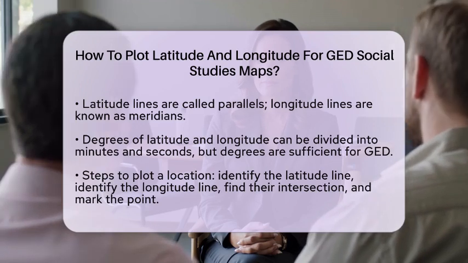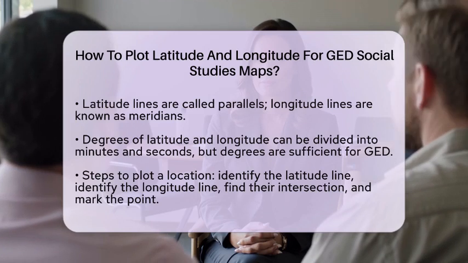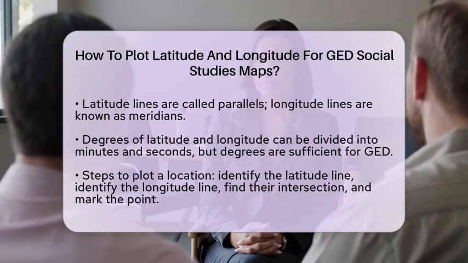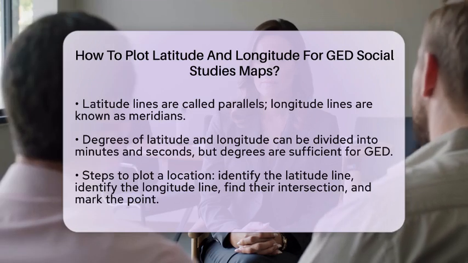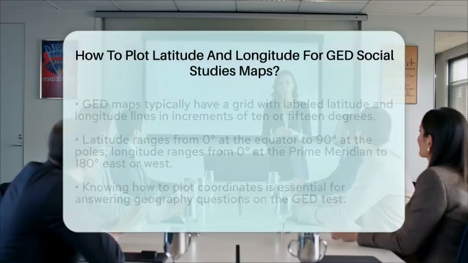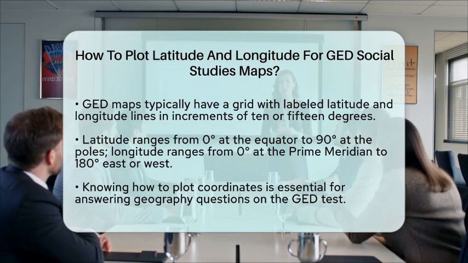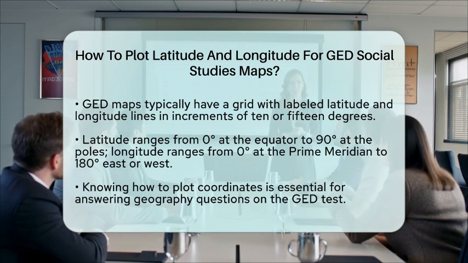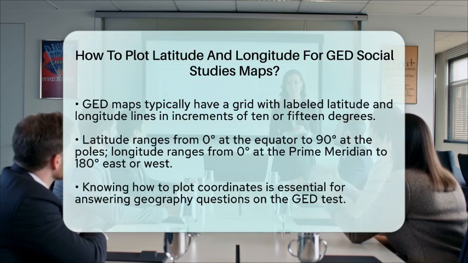Maps used in General Educational Development social studies often have a grid with latitude and longitude lines labeled in increments, typically every 10 or 15 degrees. Use these labels to help you find the correct lines. Remember, latitude values range from 0 degrees at the equator to 90 degrees at the poles, while longitude values range from 0 degrees at the prime meridian to 180 degrees east or west.